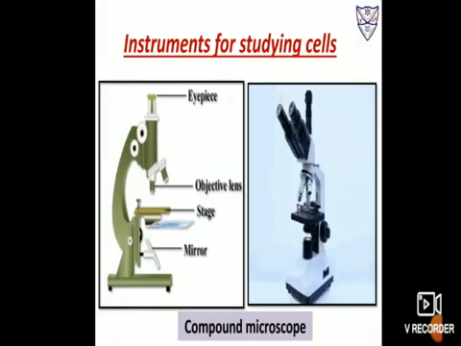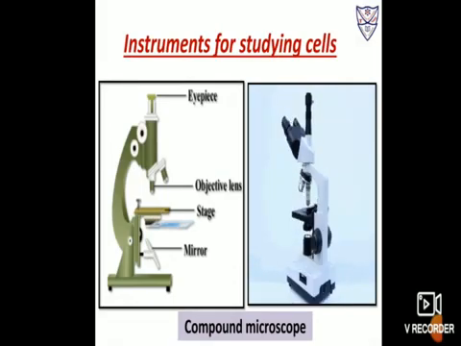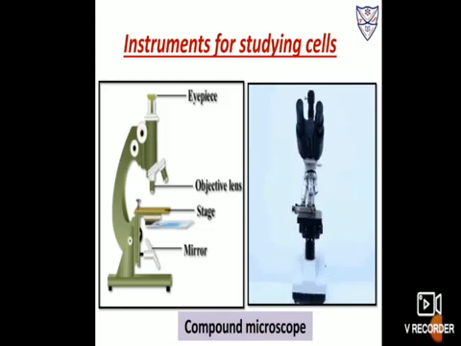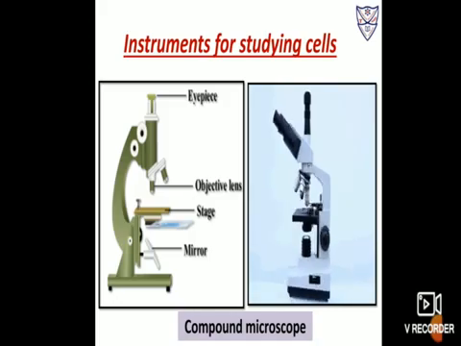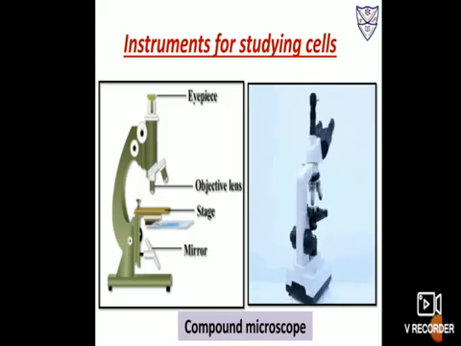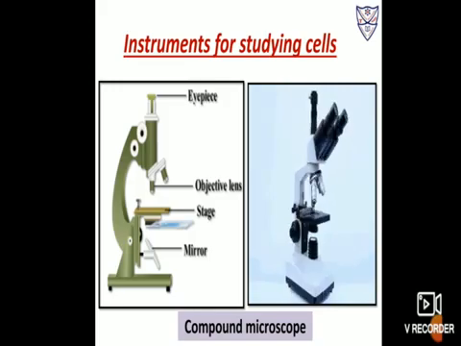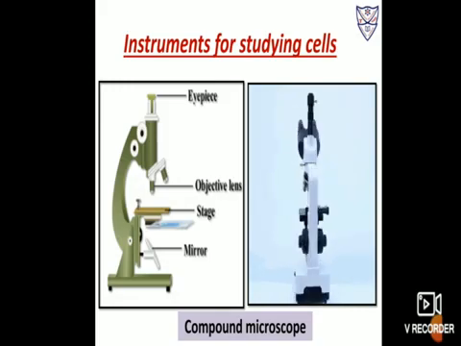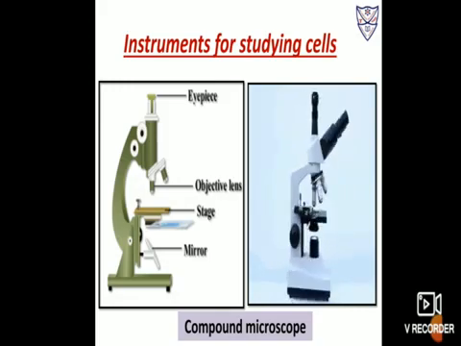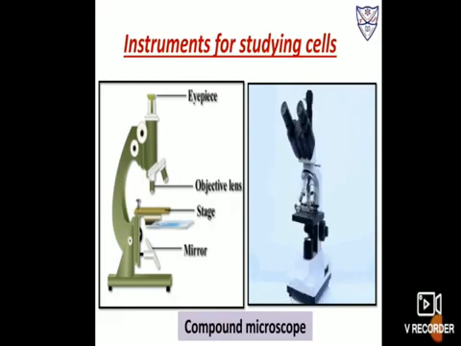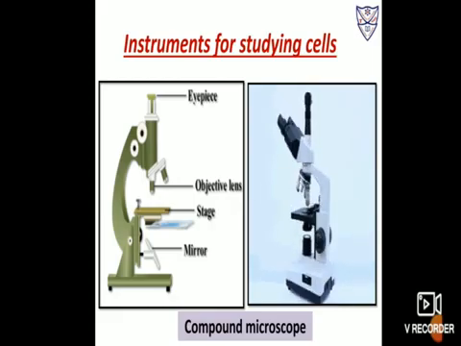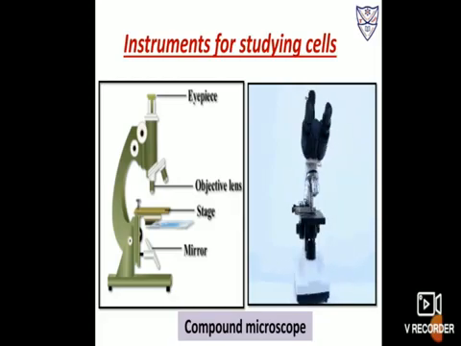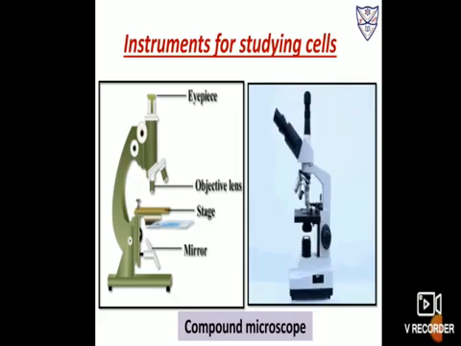Now students, let us learn about some instruments for studying cells. Cells are microscopic in structure and cannot be seen by naked eyes. Today we know a lot about cell structure and its function because of improved microscopes having high magnification. So first is the compound microscope. The compound microscope is used in biological laboratories to observe tiny cells. It uses glass lenses and visible light for observation.